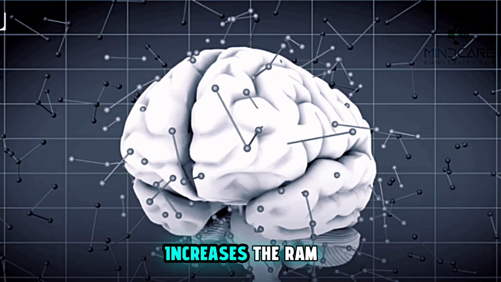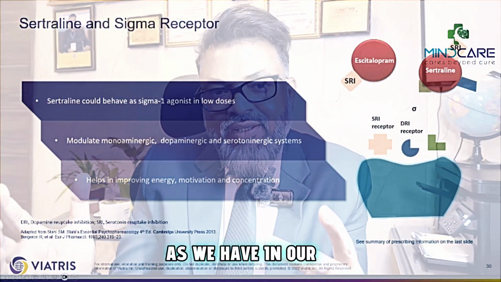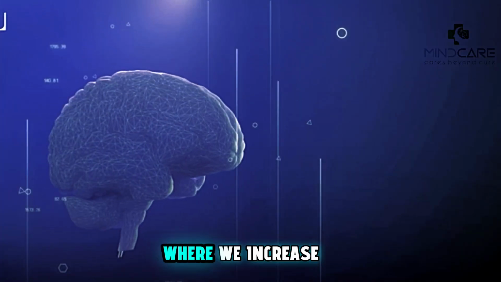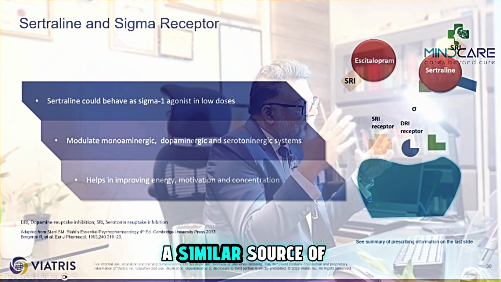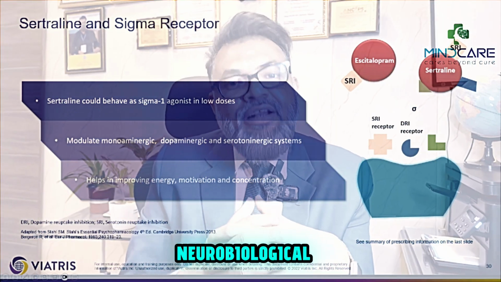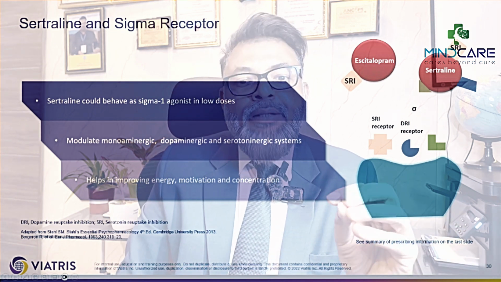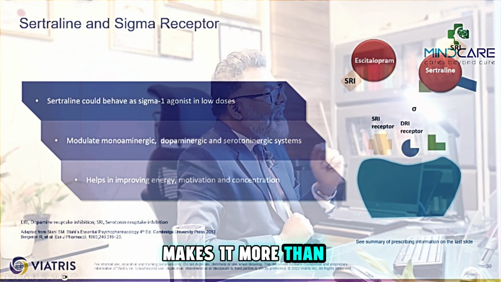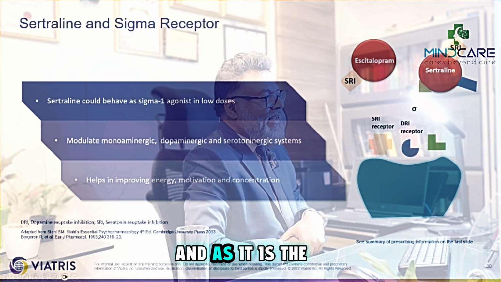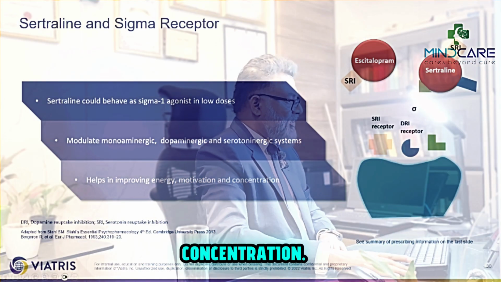Basically, it increases the RAM of the brain. That is the random access memory of the brain, as we have in our computer. When you increase the RAM, the processing power of the computer increases. A similar sort of neurobiological phenomenon happens, and that has been scientifically proved. So sertraline's sigma 1 action makes it more than an SSRI, as it is a modulator of energy, drive, and concentration.